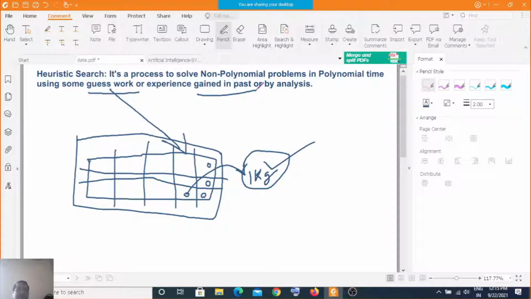And we will do analysis in the same way. This is what we call heuristic search, and this is what we call heuristic knowledge. All heuristic search algorithms give you an approximate solution.